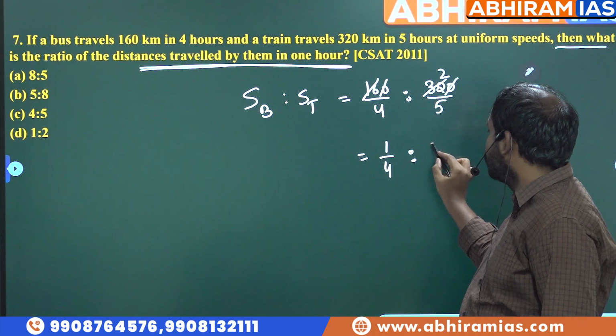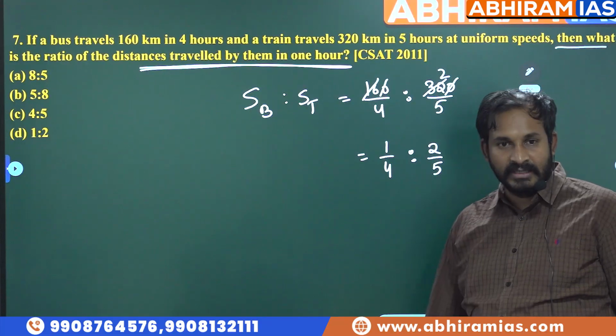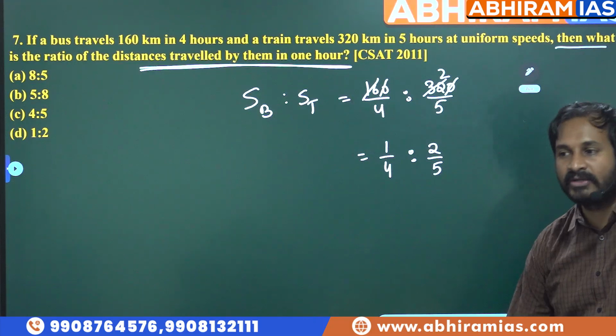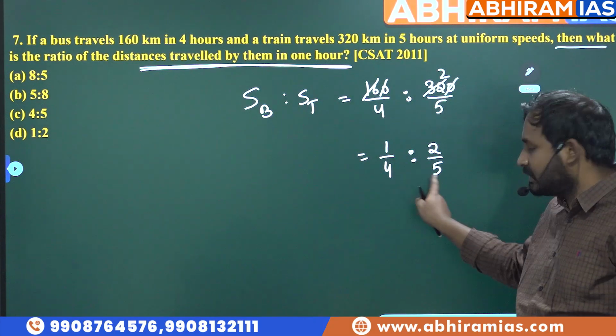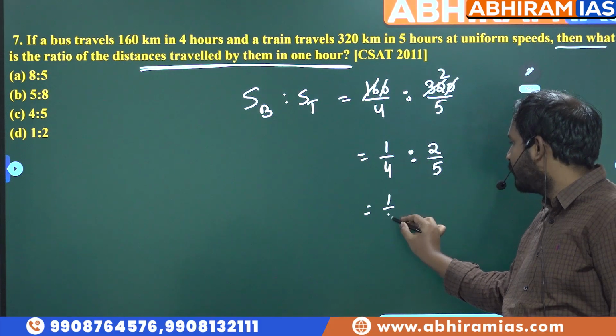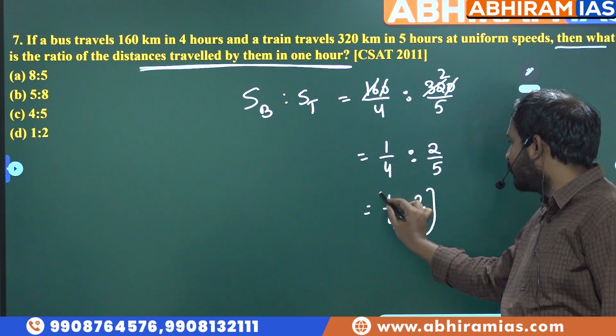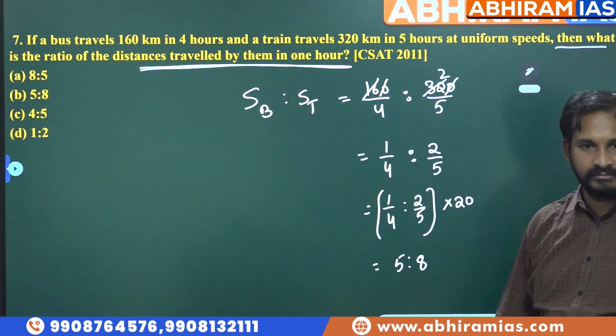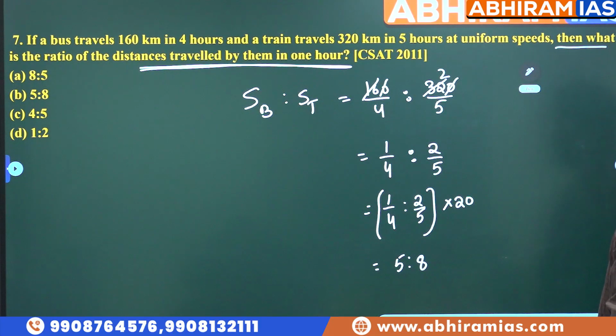Or else, if anyone does not understand this, look at this. Finally, what is left for us is 1/4:2/5. What is this? Is it in P/Q form? Our answer should be in normal form. How do we convert from P/Q form to normal form? LCM of the denominators. What is the LCM of 4 and 5? 20. So multiply 1/4:2/5 with 20. Then this becomes 5:8. We know how to convert the P by Q forms to the normal form: by multiplying with the LCM, it gets converted.